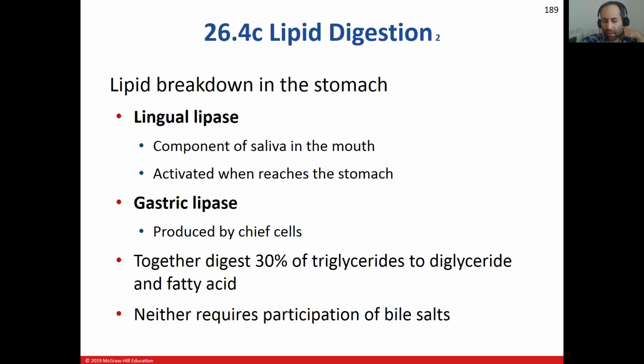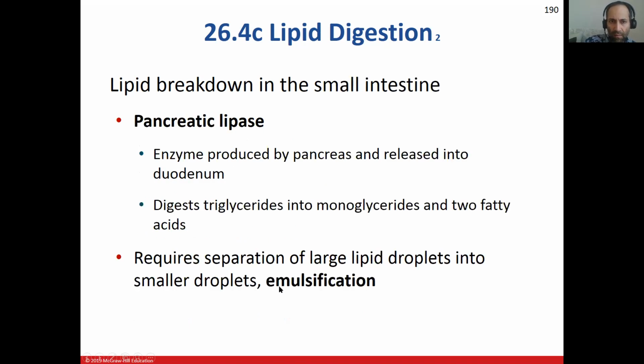So how do you break down these fats, these lipids? It starts in your mouth with something called the lingual lipase, okay? And the lingual lipase basically is activated not in the mouth, even though it's secreted in the saliva in the mouth, but it becomes active once it gets down to your stomach. And there you also have something called gastric lipase. And this enzyme is also produced by your chief cells of the stomach. Together, the lingual and the gastric lipase, they digest about 30% of your triglycerides right there, okay?